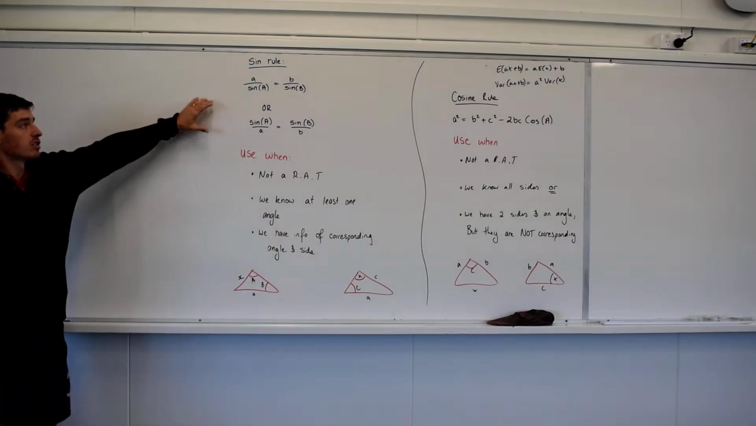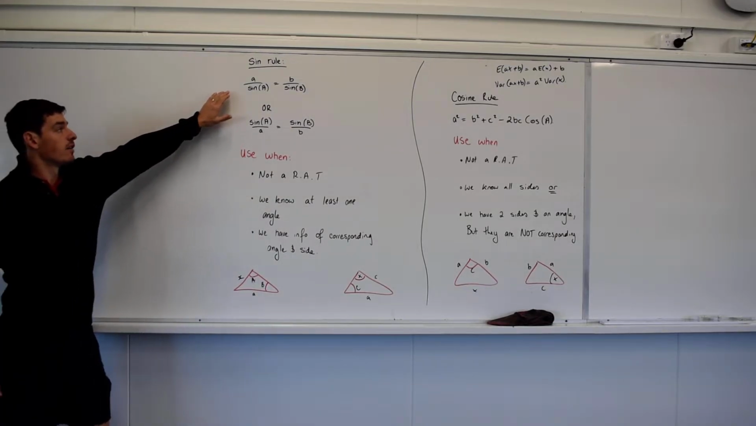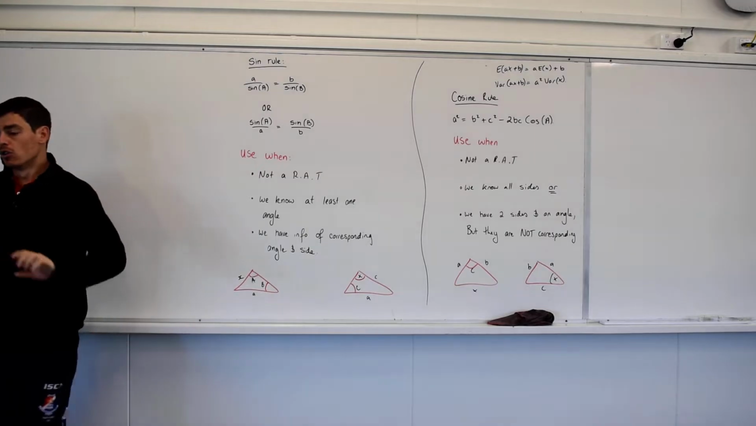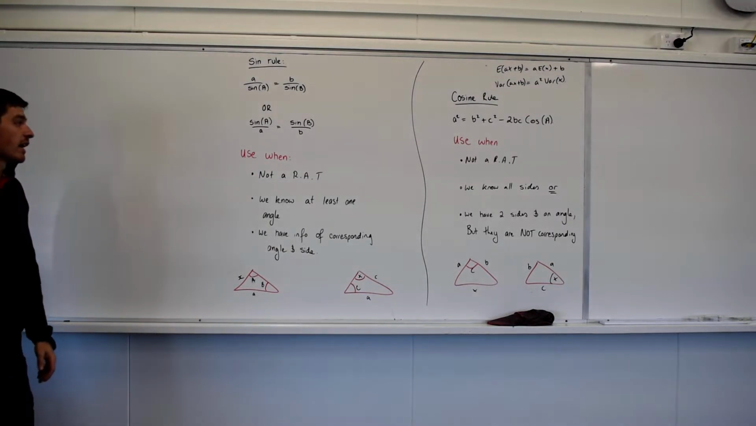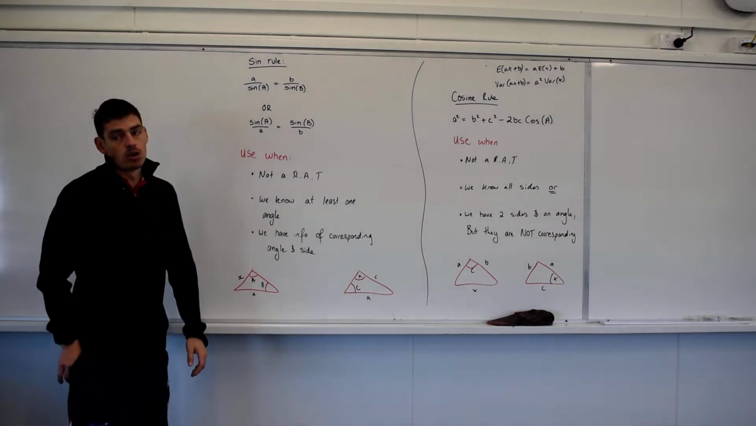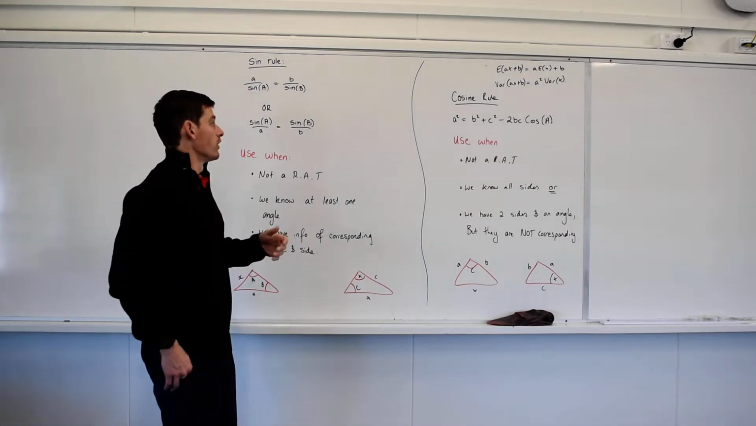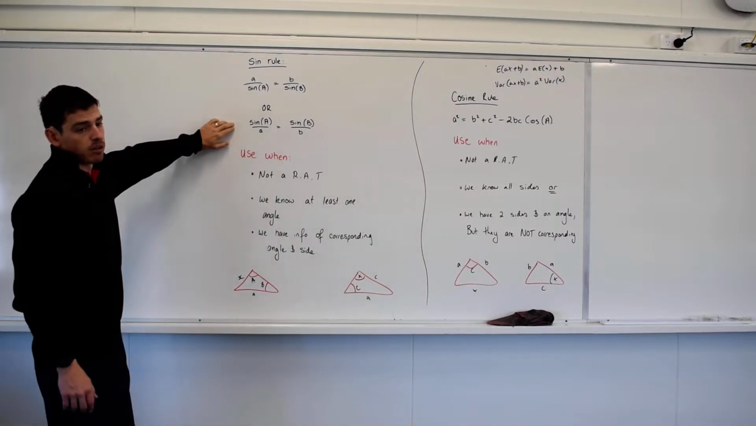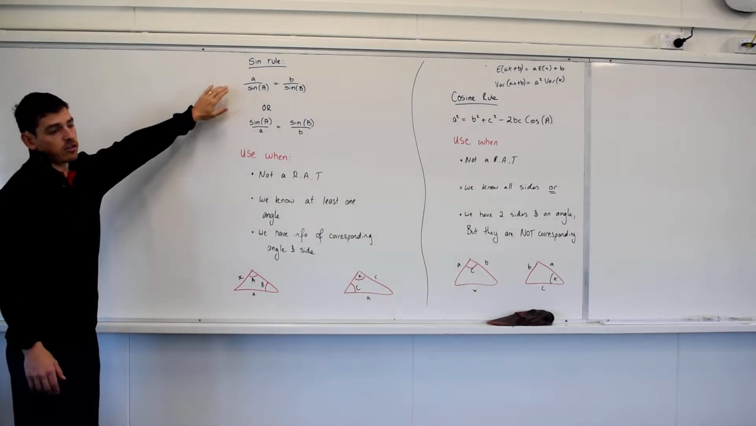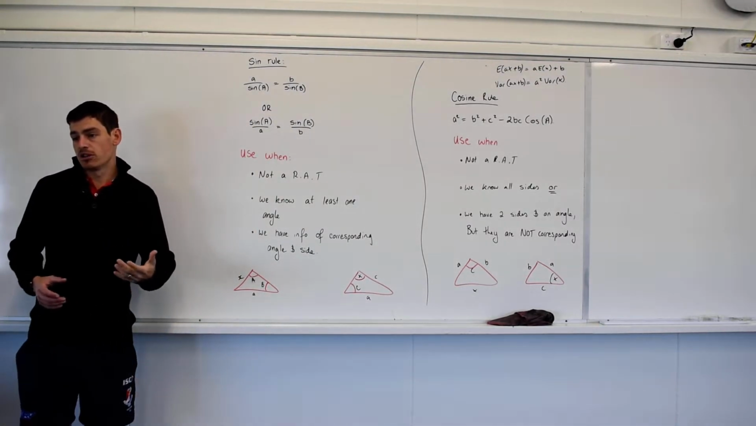Just be aware with our sine rule, we can represent it as a over sine A equals b over sine B, or sine A over a equals sine B over b. I choose depending on what I want my unknown. So if I've got an unknown angle, I put it in this form. If I've got an unknown side, I put it in this form. It just means my rearranging is a bit easier.